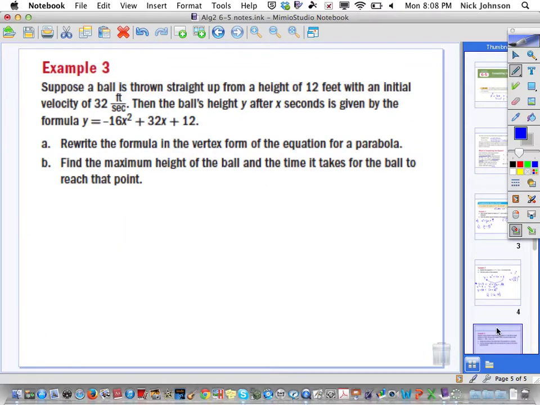Let's look at example 3. Suppose a ball is thrown straight up from a height of 12 feet with initial velocity of 32 feet per second. The ball's height, y, after x seconds is given by the formula y equals negative 16x squared plus 32x plus 12. A says rewrite the formula in the vertex form of the equation for a parabola. Okay? So once again, y equals negative 16x squared plus 32x, okay, plus 12.